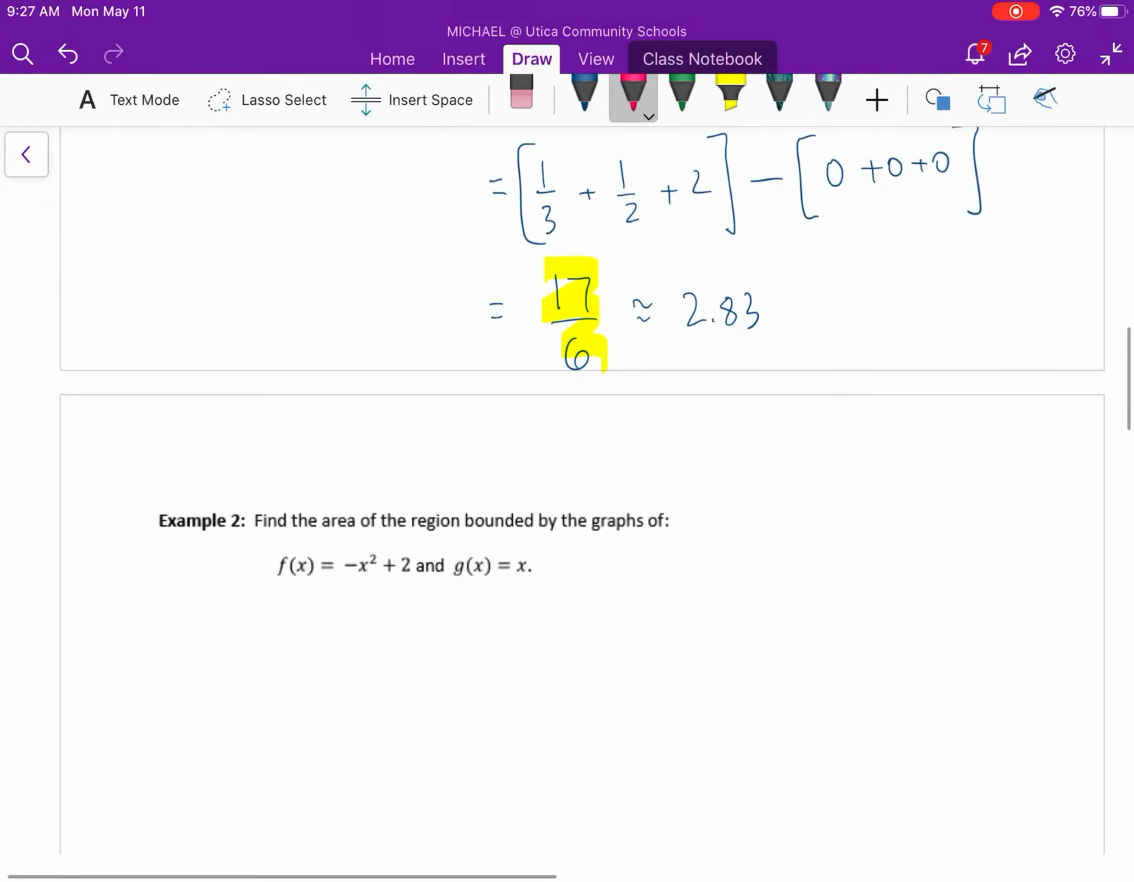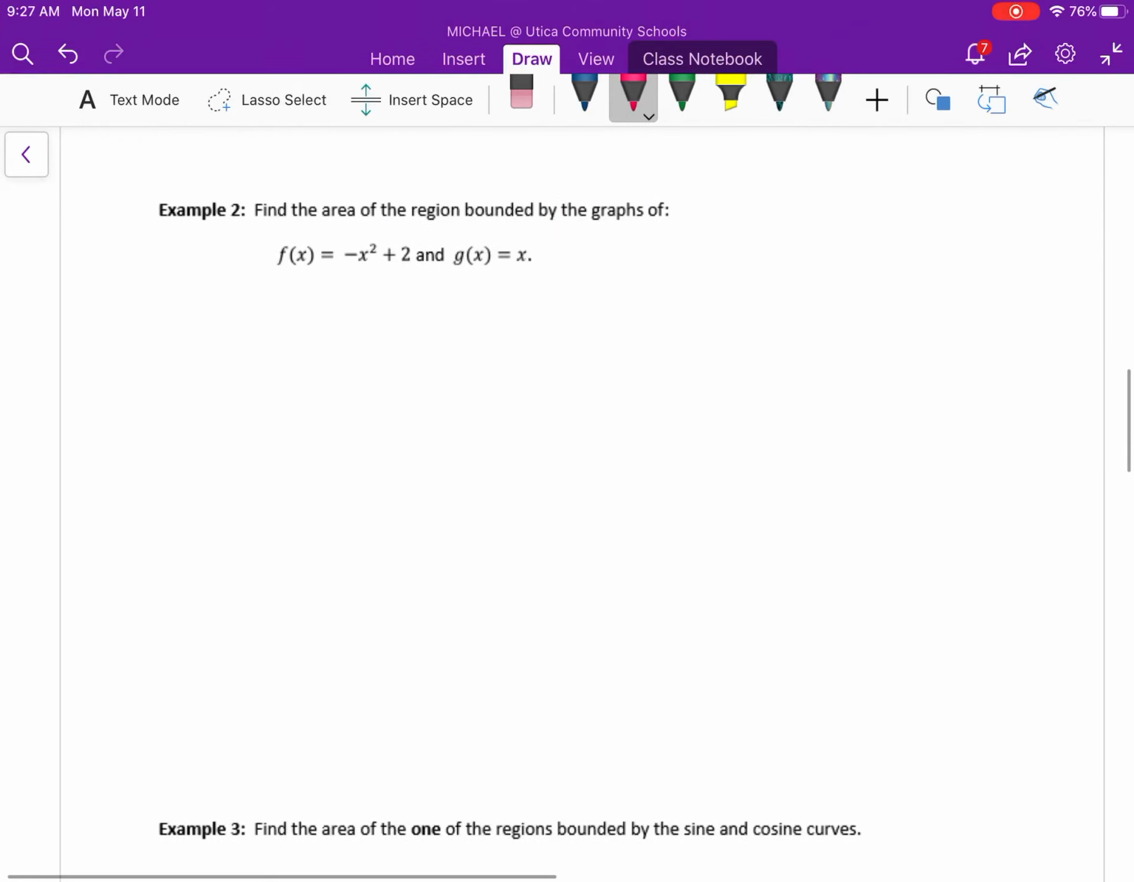All right, let's take a look at another example. Example 2, this time they give us the two graphs, but they don't give us the endpoints. So that's going to be our first job, to figure out what those endpoints are. So first thing I'm going to do is again graph.